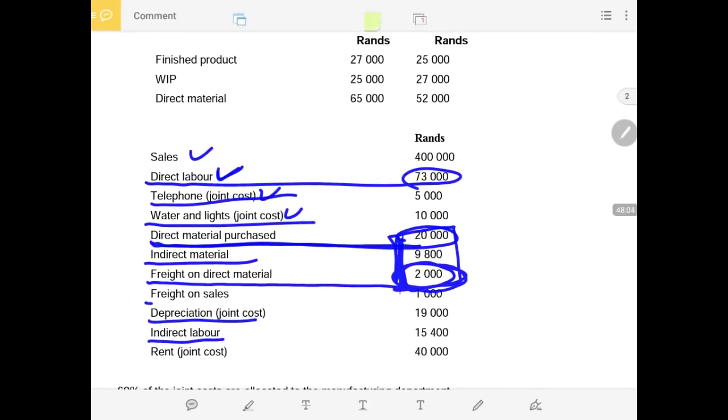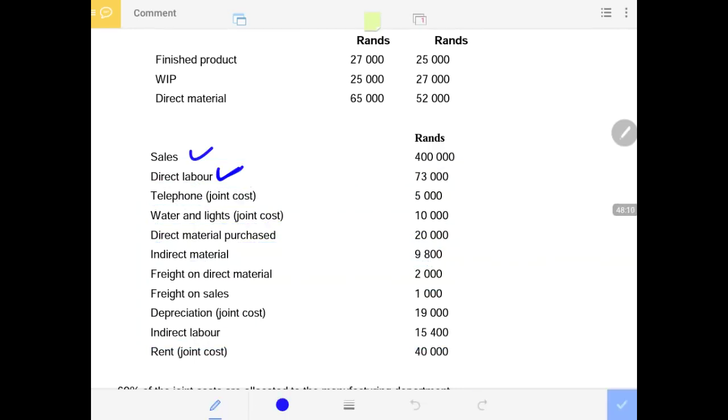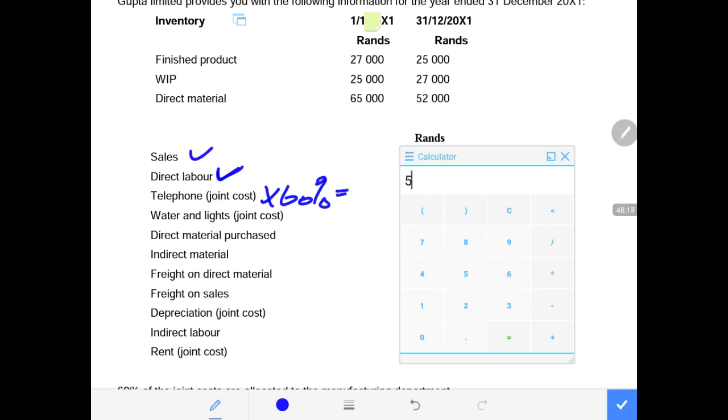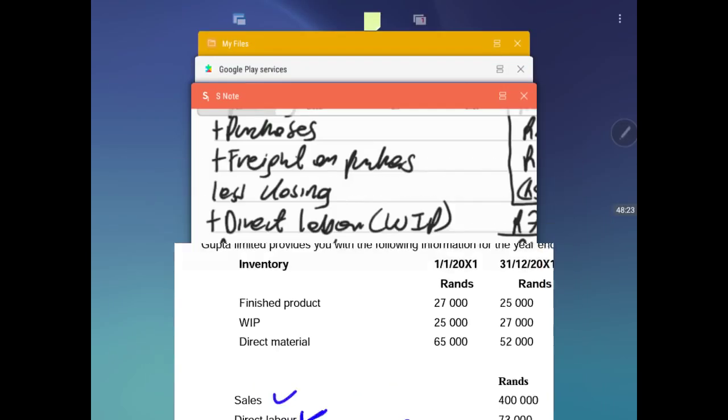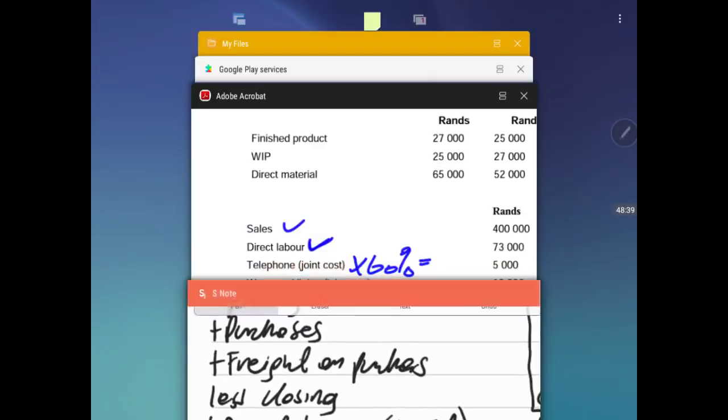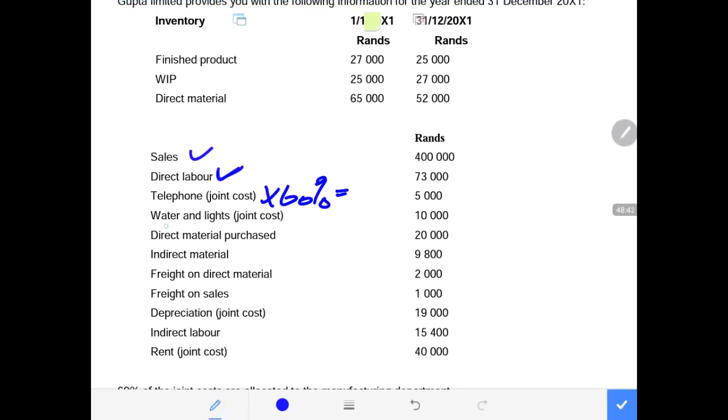So let me go with the first one. Telephone. Remember, these are joint costs. We are only calculating 60% of them. So I'm looking for 60% of the joint cost. 60% of 5,000 will definitely be 3,000. 5,000 times 60% will be 3,000. So now this is what I'm looking for. I'm looking for the telephone, and I want to know how much relates to the production or the manufacturing. Times this by 0.6, being 60%. This gives me 3,000 rands as the amount of the telephone that relates to production.